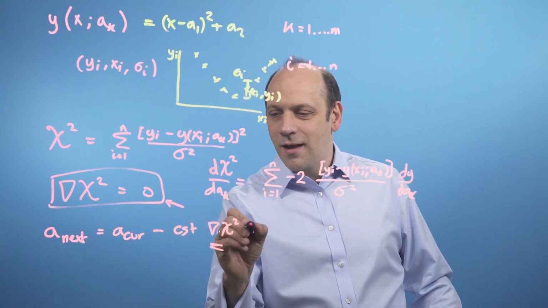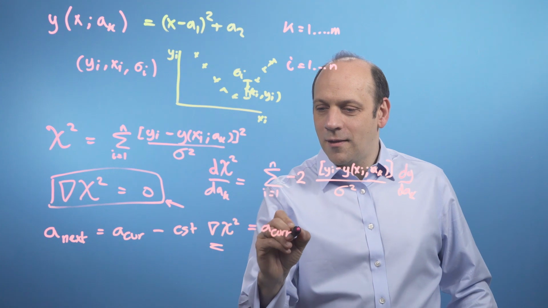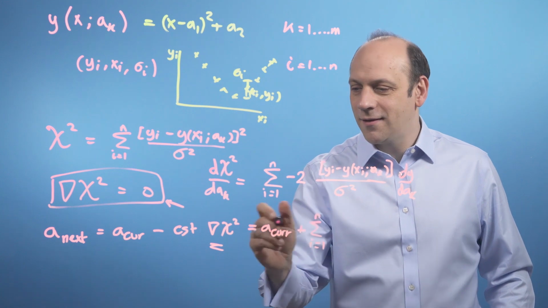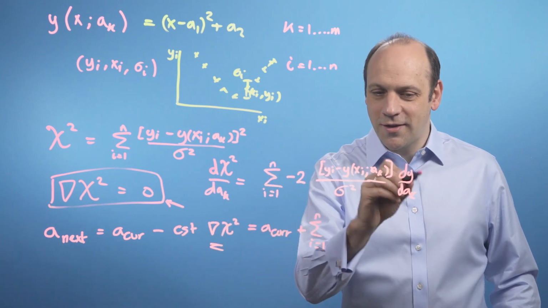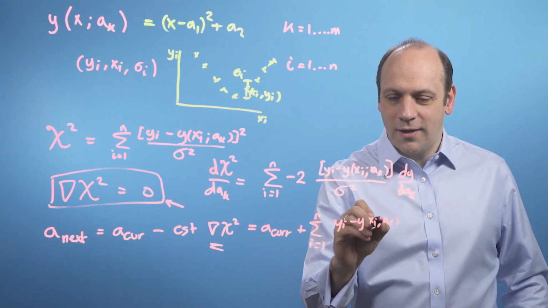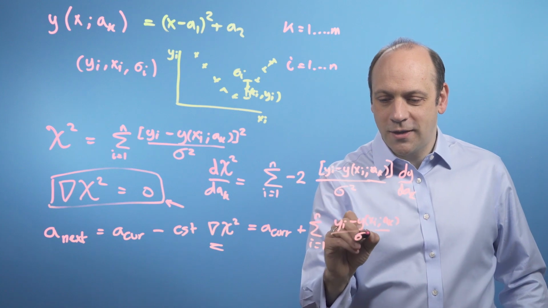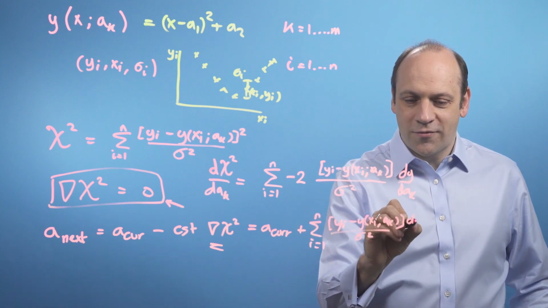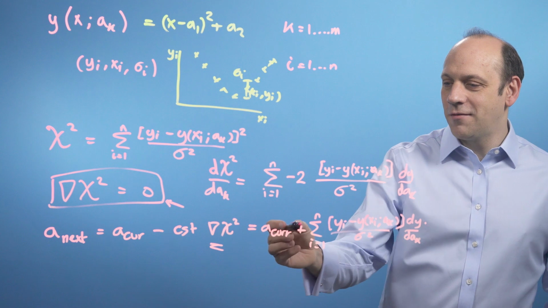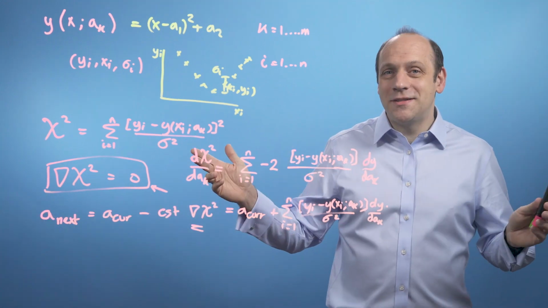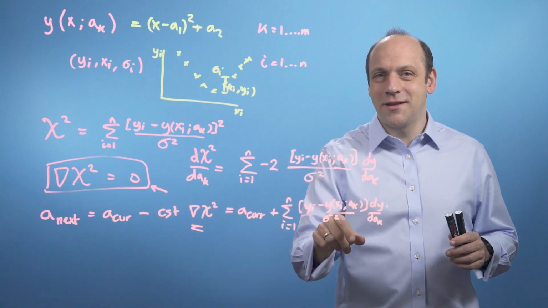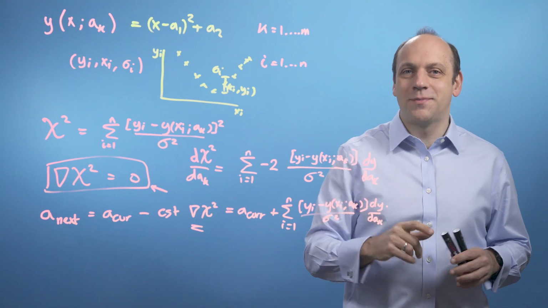So I'm then going to get a current plus this thing, the sum from i equals 1 to n, because the minus signs will go. I'll wrap the 2 into the constant, then I'll just get this, yi minus y of xi and the ak's, divided by sigma squared, times the differential evaluated at a current, because I don't know a next yet. So the steepest descent formula here is just going to be that a next is equal to a current plus this sum, and I've got to be able to differentiate y with respect to ak.